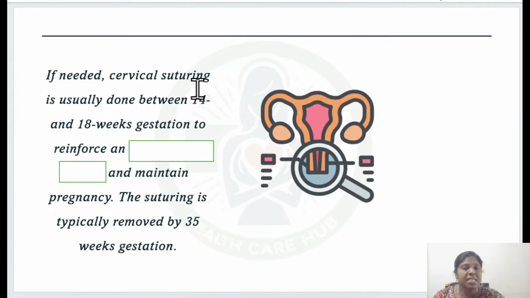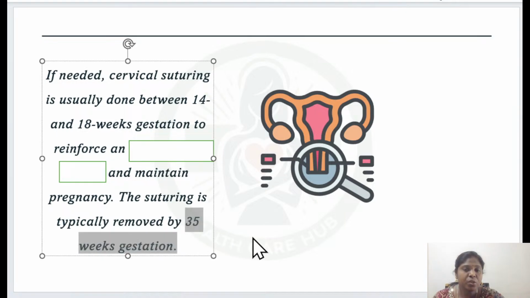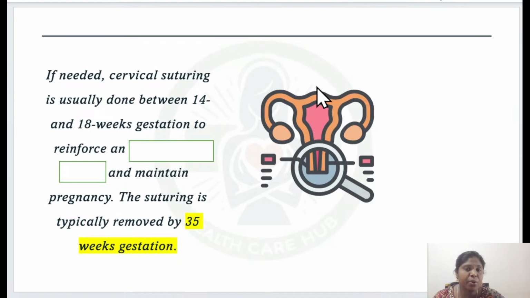Next, if needed, cervical suturing is usually done between 14 and 18 weeks of gestation to reinforce and dash and maintain pregnancy. See, some women have this not holding capacity. The cervix will be weak. The suturing is usually removed during the 35th week of gestation, before delivery. So, in which condition are they going to apply sutures to the cervix? What is that particular condition's name?